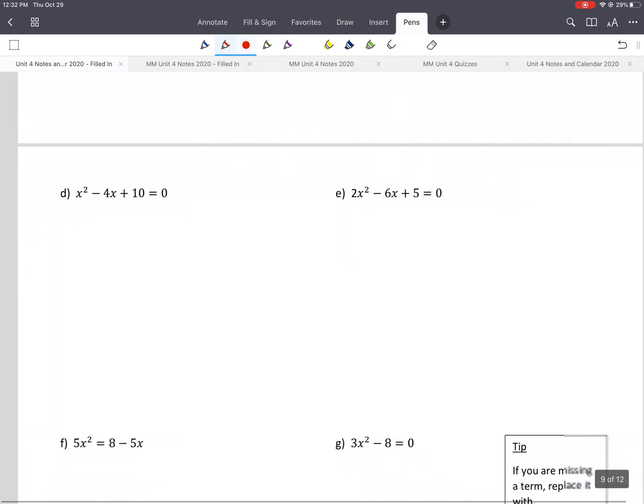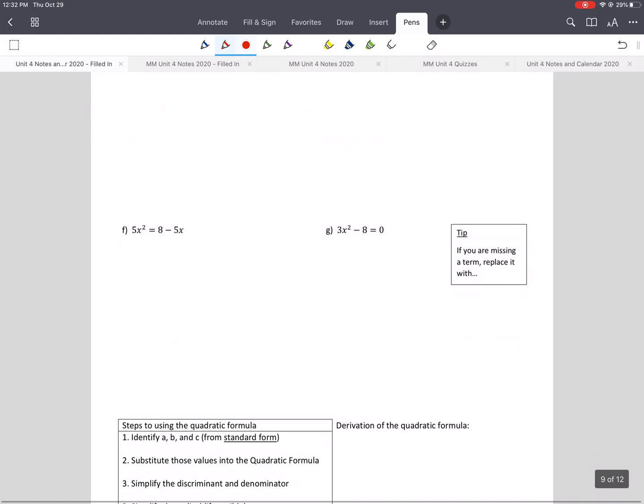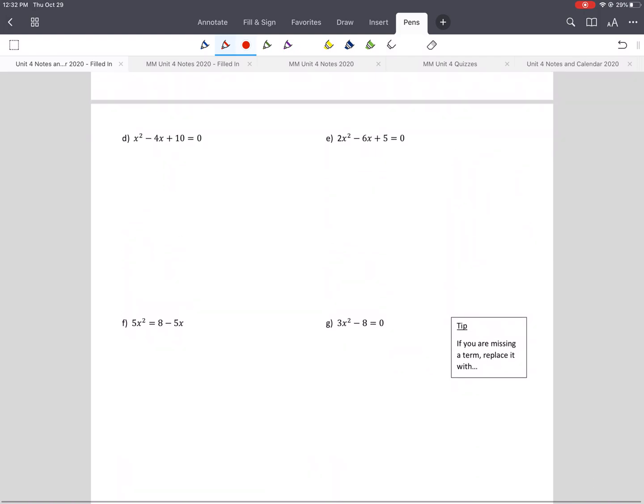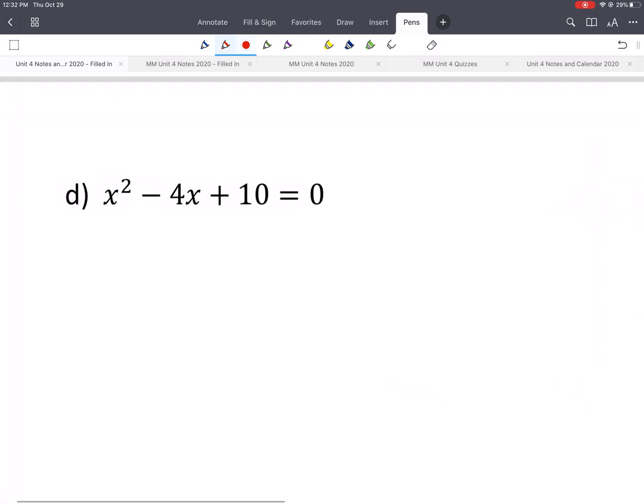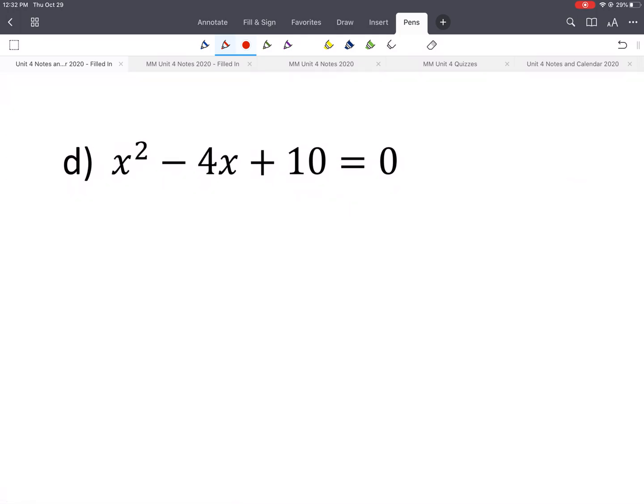Okay, so here's just some other examples. Watch as many as you can. Some of these may be important and some not. Some may be simpler or similar. So, looking at this, let's label our things. A equals 1, B here, again, the sign goes with it, so a negative 4, and C is equal to 10. So X equals negative B.